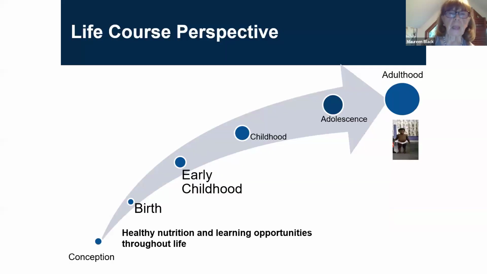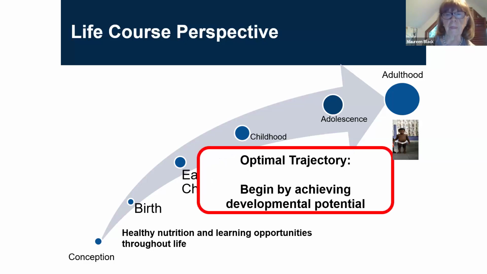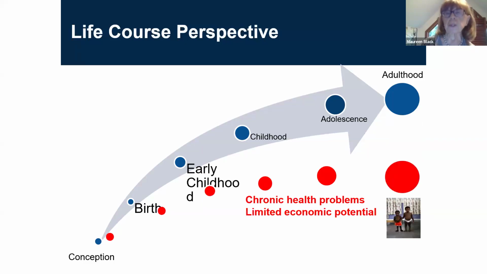Next. What this shows is a life course perspective. What we wish for all children, regardless of where they are, starting from conception, is that they have healthy nutrition and learning opportunities that extend to birth, early childhood, adolescence, and then adulthood and into the next generation. Next. So this is an optimal trajectory, and it begins by achieving one's developmental potential.